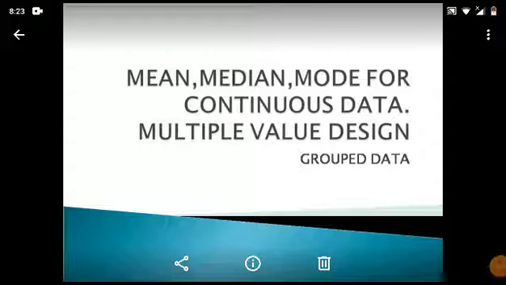Assalamualaikum. Today I am sending you the lecture on finding mean, median and mode for multiple value design continuous data.